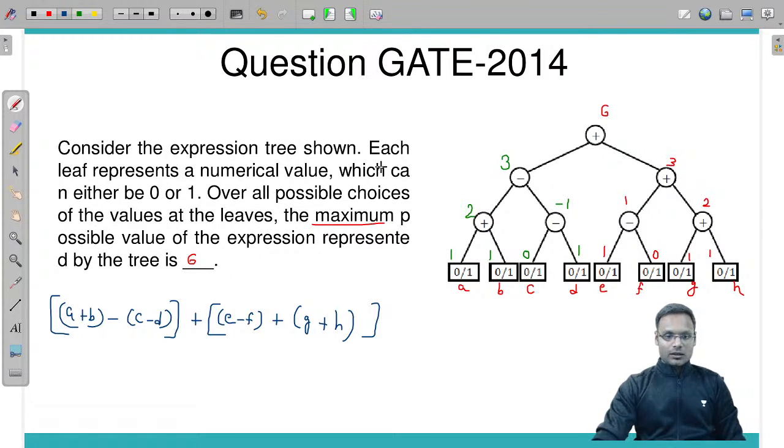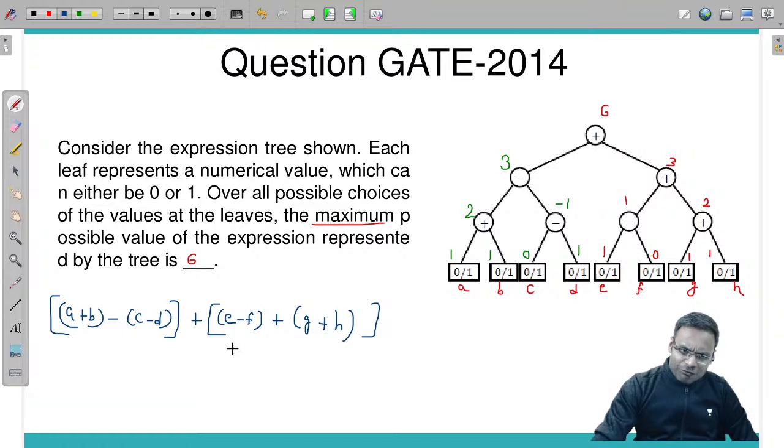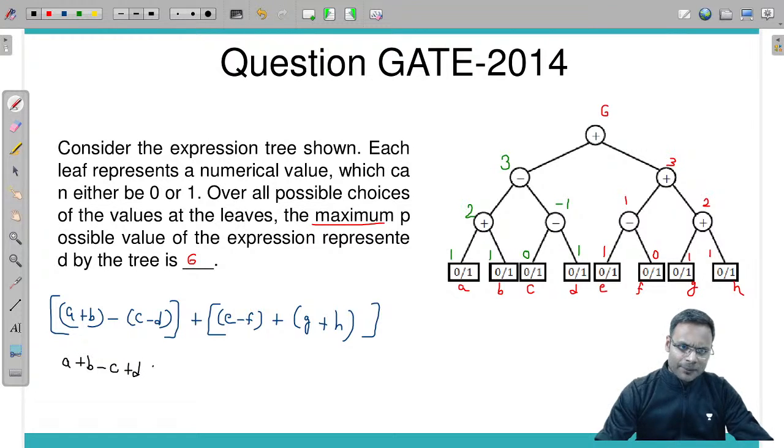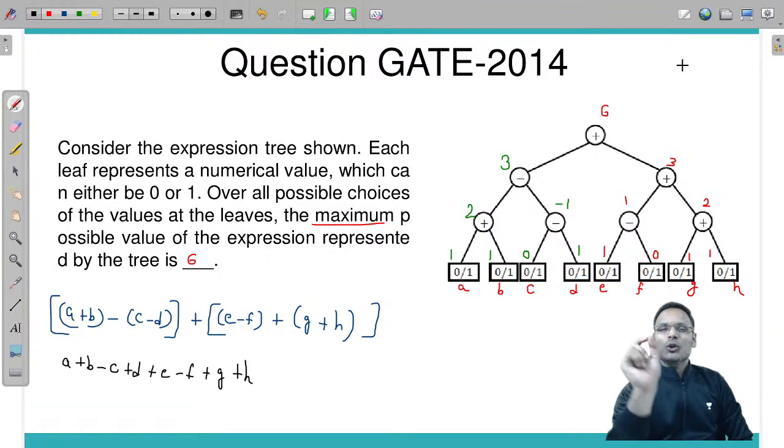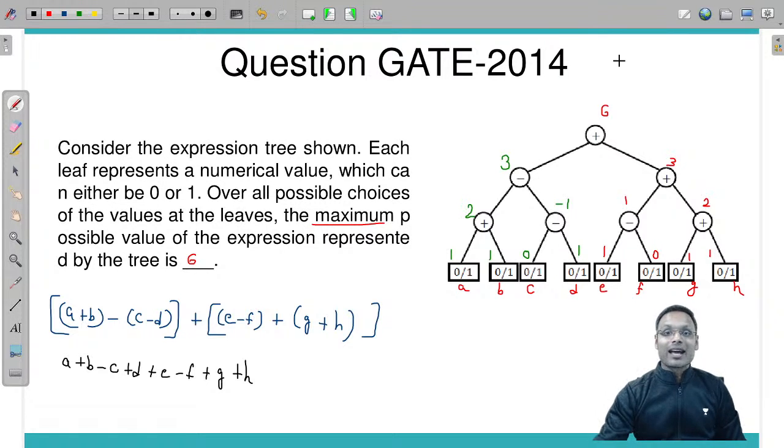This is my expression. Now do one thing, simplify this expression. Simplify this expression means, अरे प्लस माइनस खोल लो, ये ब्रैकेट हटा दो. A plus B minus C plus D plus E minus F plus G plus H. This is the expression denoted by this tree. Now you only tell me, each variable can take either value 0 or 1. I want this expression to have maximum value. Can you tell me what can be the maximum value and how can I achieve it?